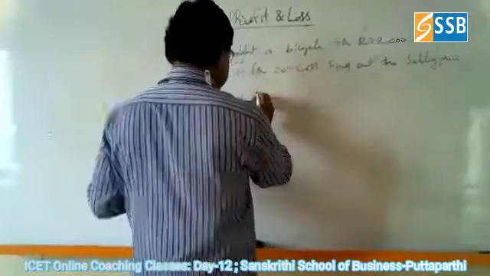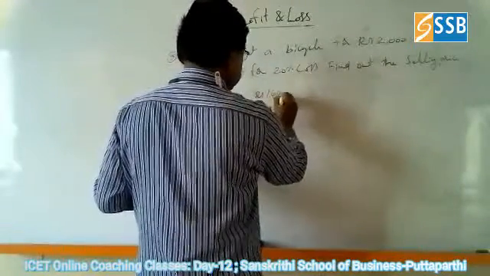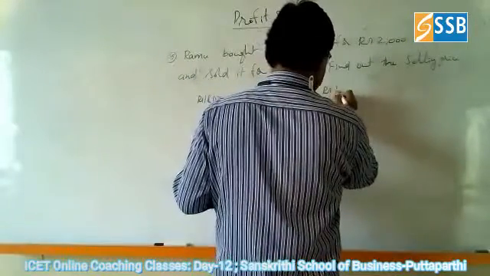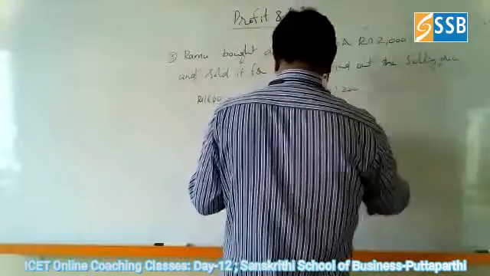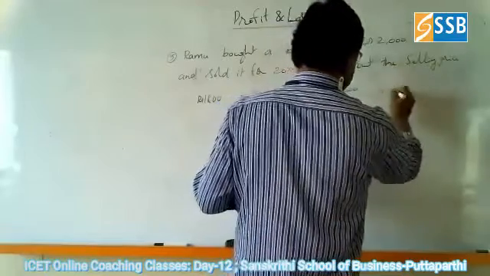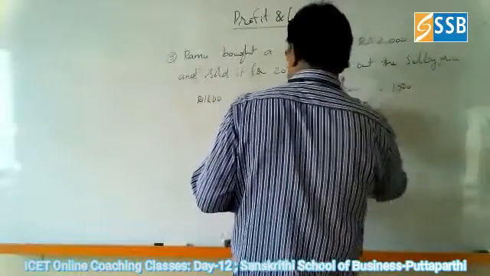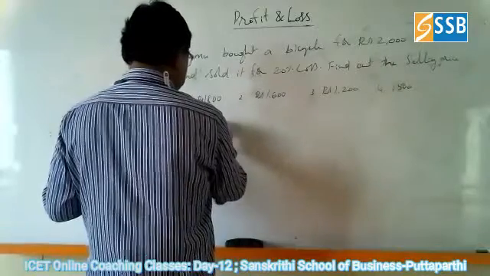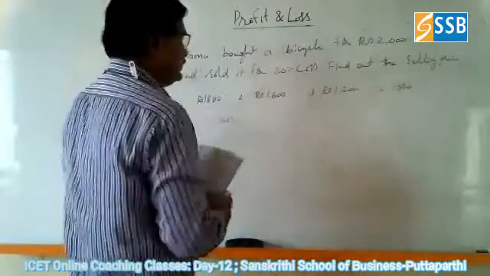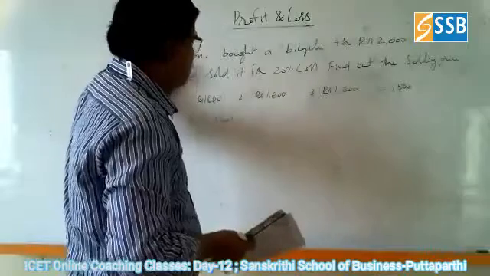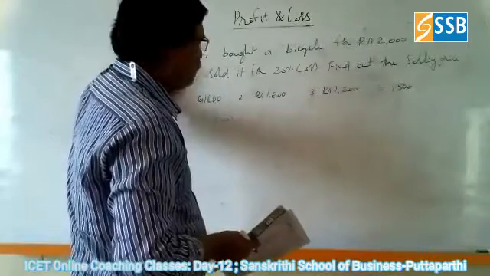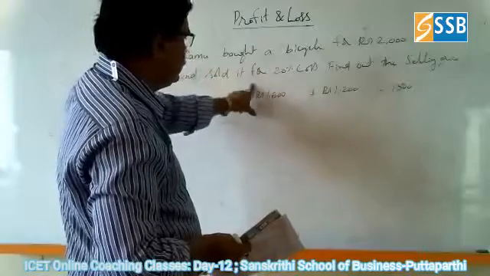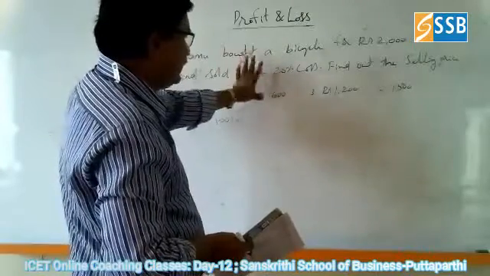Second option is 1600 rupees. Third one is 1200 rupees. Fourth one is 1500 rupees. Fifth one is 2500 rupees. So this is a question for you. Tomorrow you have to come with the answer. Tomorrow we will discuss. Just I will discuss briefly. Tomorrow we will discuss deeply regarding the answer.